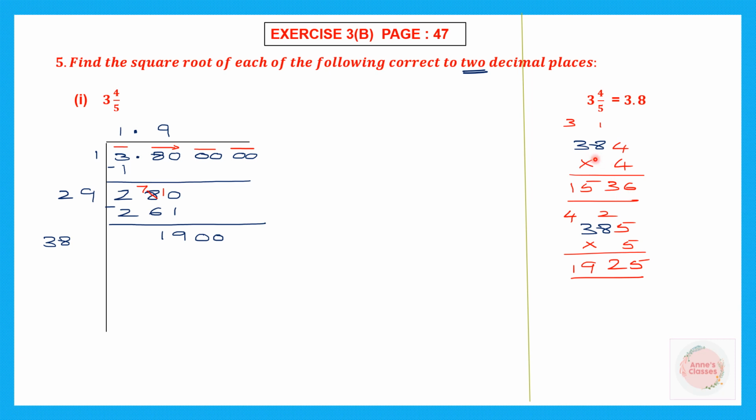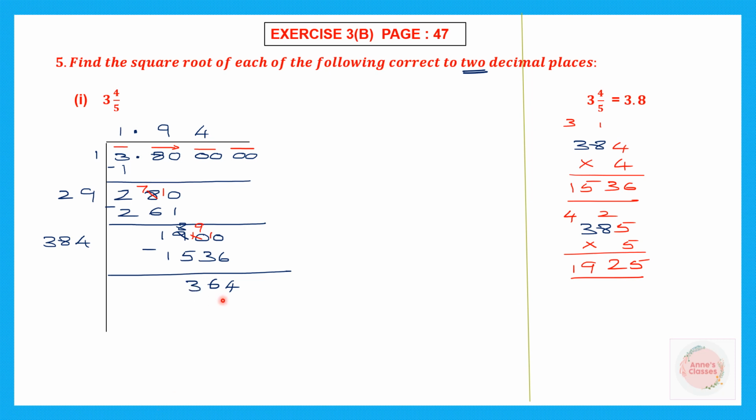That means next to 38 we have to write the digit 4. So here let's write 4. So now it becomes 384 into 4, which is 1536. Next step is subtraction. So let's subtract and see. So here we have to borrow from here. So that is 8, 10, 9 and then again 10. 10 minus 6 is 4, 9 minus 3 is 6, 8 minus 5 is 3.